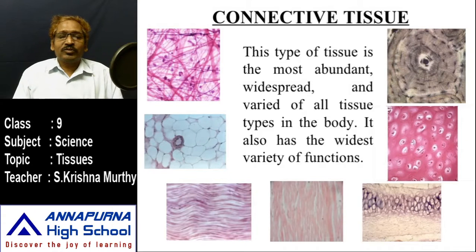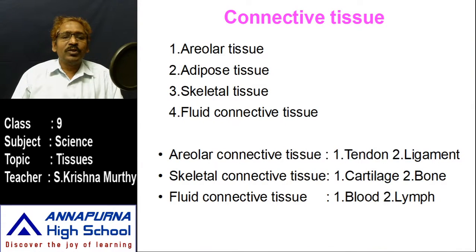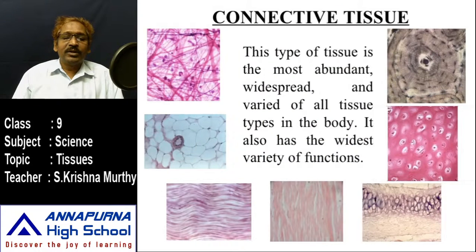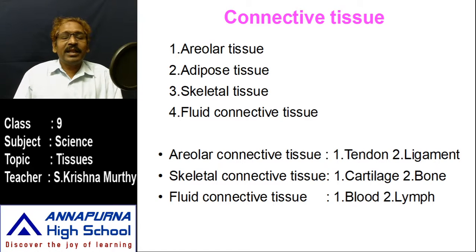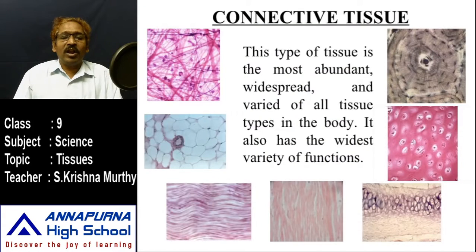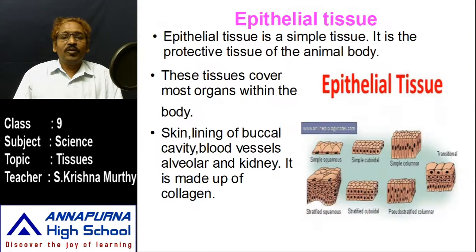Look at these connective tissues; different kinds of tissues are there. All these tissues are present inside our body. Just a few seconds back I told you about areolar tissues, adipose tissues, skeletal tissues, and fluid connective tissues. All these kinds of tissues are shown in this flow chart.